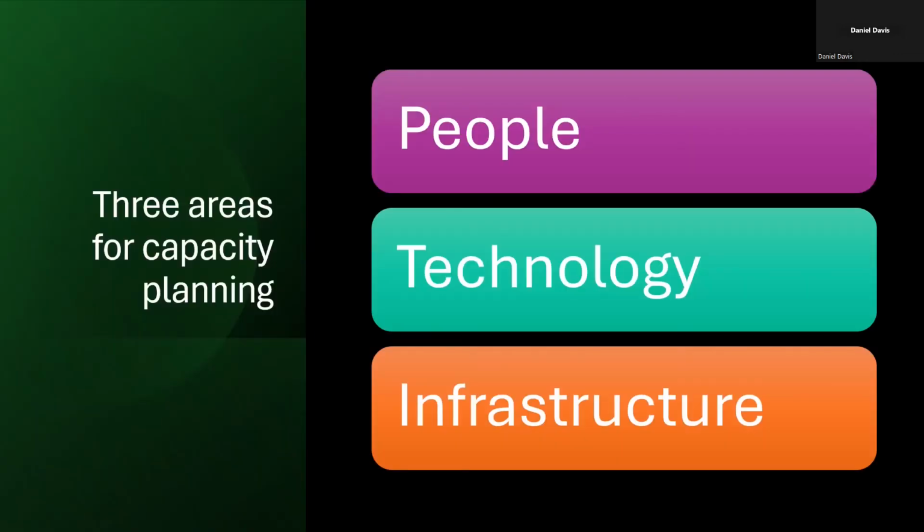In this slide, we're going to look at three areas for capacity planning. So our main focus here is capacity planning. The three key areas are people, technology, and infrastructure. People can often be an overlooked element. As an organization grows, it's important that we have enough staff, qualified and capable staff, to meet our needs.